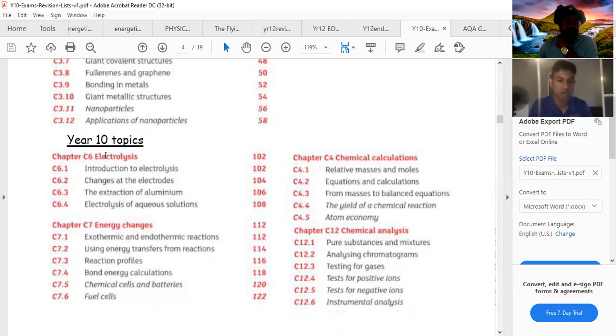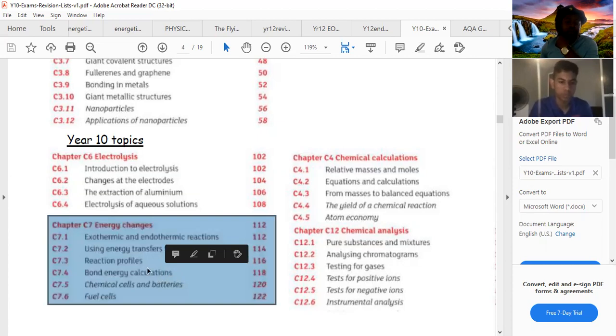Whereas with electrolysis, it is pretty much the whole topic, but it's the extraction of aluminium and also electrolysis of aqueous solutions. This is where it gets a bit muddy. All right, this is not so bad. Likewise, it gets a bit tricky on the bond energy calculation. So we'll work through those. All right, now stop share, back to the screen.